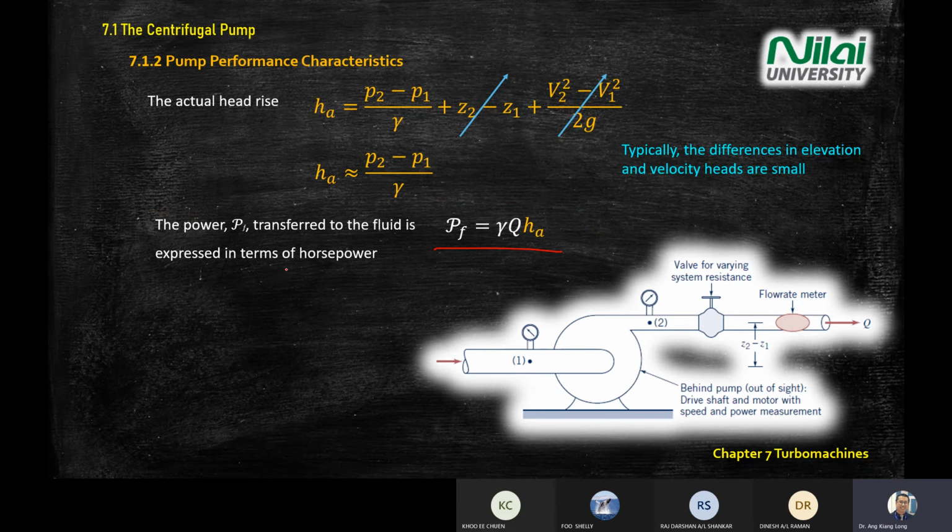If you express it in terms of horsepower, you take the number divided by 550. If you communicate with the British or you work in a US company, they like to put their power in terms of horsepower. Then you take the calculation divided by 550. Okay.